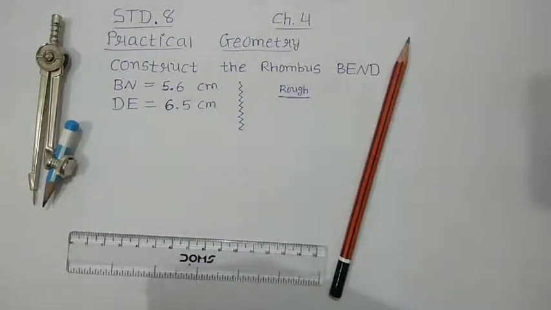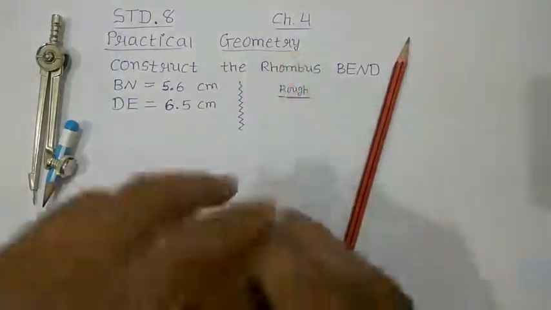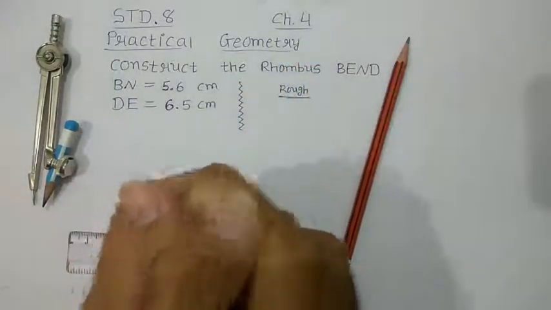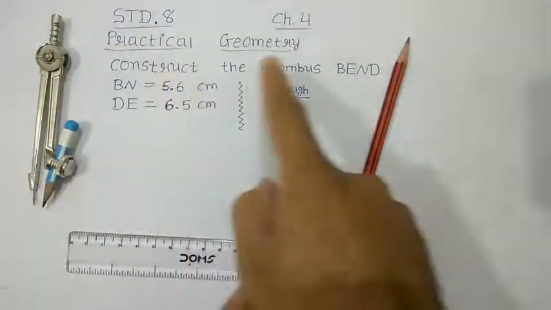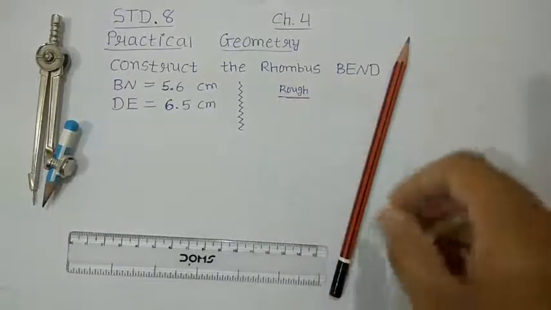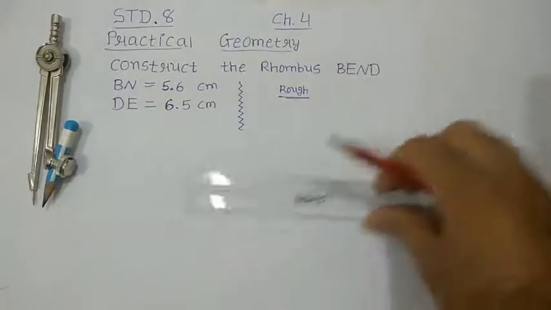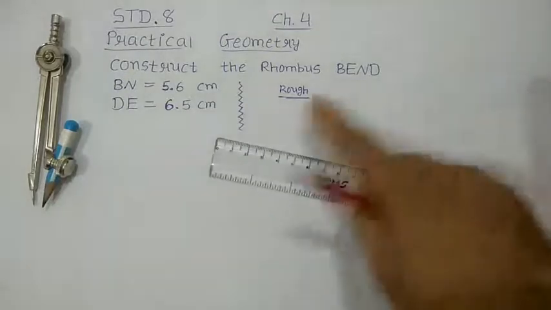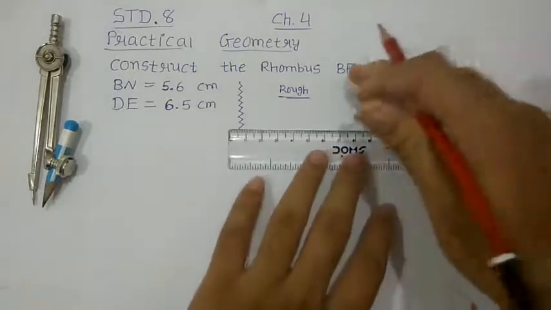So we must know about the property of the rhombus. So let us first of all construct a rough diagram, and from that rough diagram we can get the other dimensions. Okay, so let us draw one rough diagram of a rhombus.